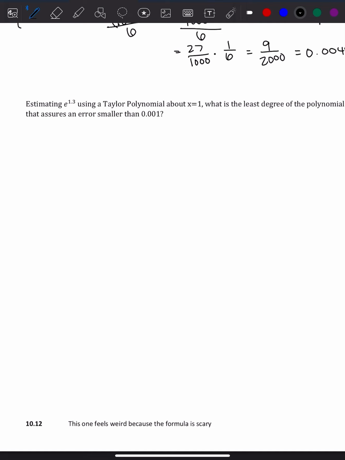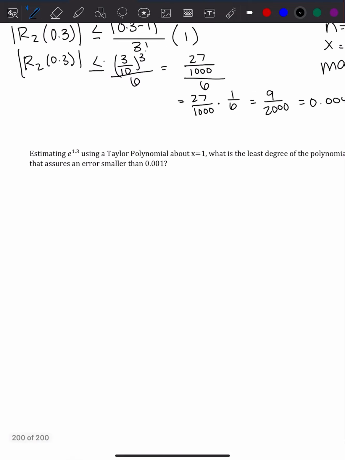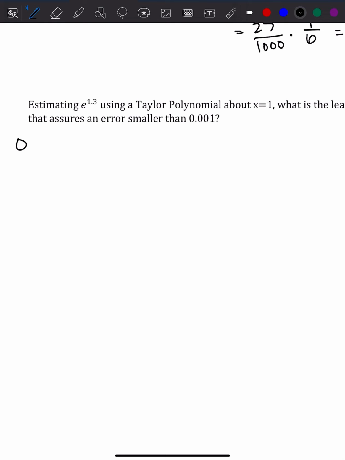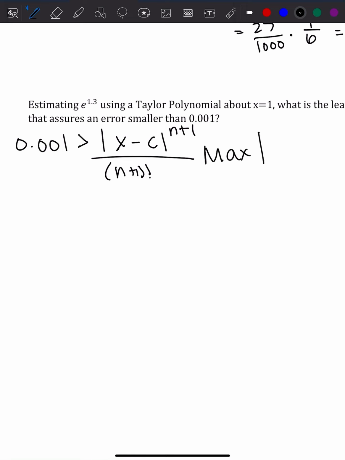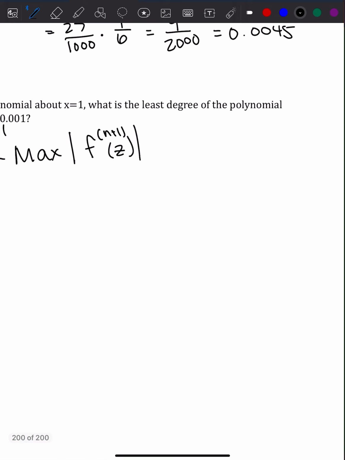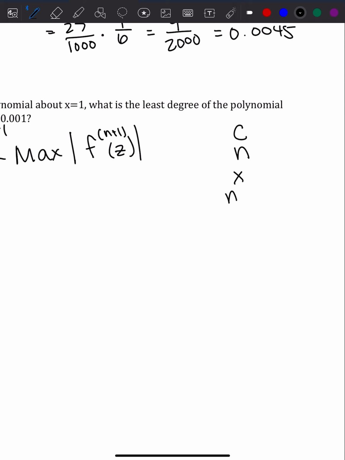So we want our error to be smaller than 0.001. Instead of taking our equation and plugging everything in, we want 0.001 to be bigger than the absolute value of x minus c to the n plus 1 over n plus 1 factorial, times our maximum. So we're going to pull some information from this problem. We need c, n, x, and our max.